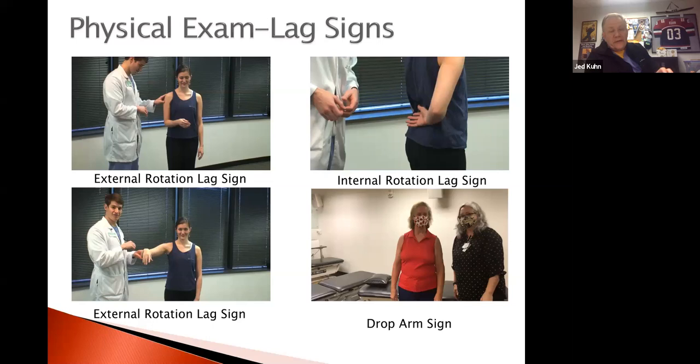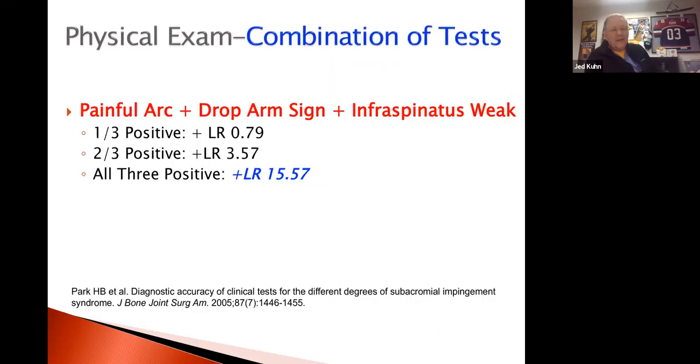If they can do these things and hold the arm out, they still could have a cuff tear. Next slide. What about combination of tests? People have looked at this. This is a study that was done out in Baltimore at Johns Hopkins. They tried to look at all the physical exam tests and see if they could find something that works.